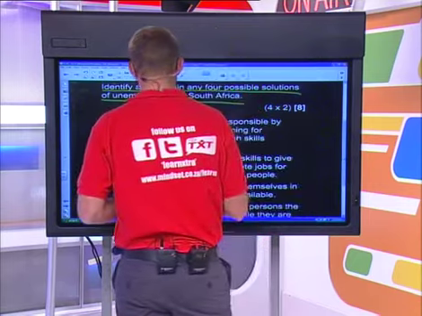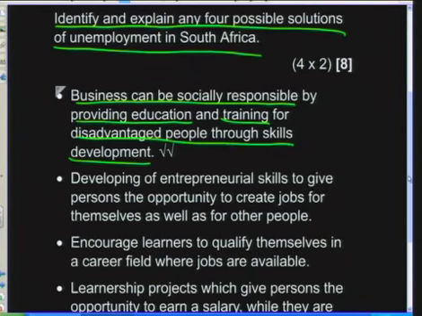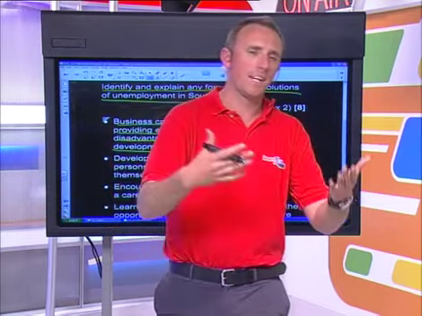The first one is that businesses can be socially responsible by providing education and training for disadvantaged people through skills development. As I mentioned already, you had the Skills Development Act that businesses can contribute to. They could also run their own programs, which would fall under corporate social responsibility or corporate social investment, in which they can invest and go and train people in disadvantaged areas, teach them a skill so that they can become employed and they can get money and they can break out of that poverty cycle.